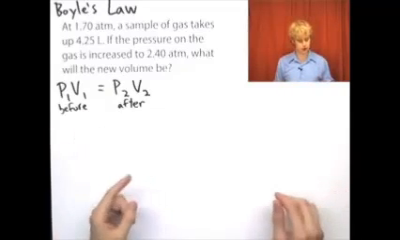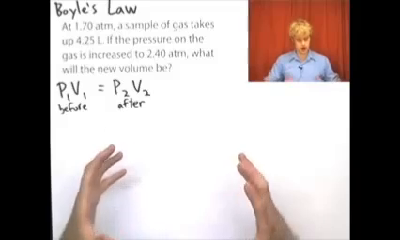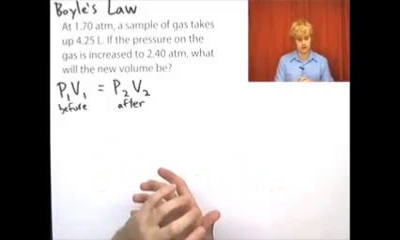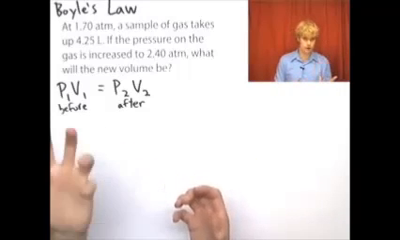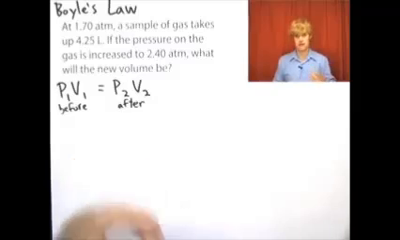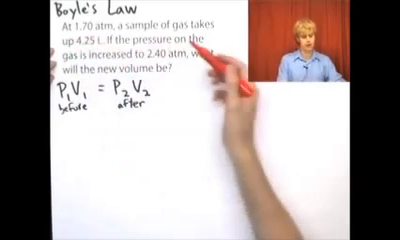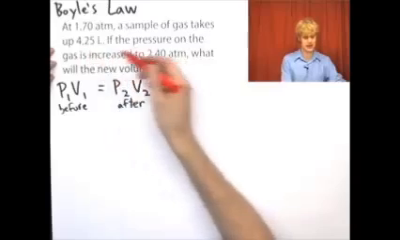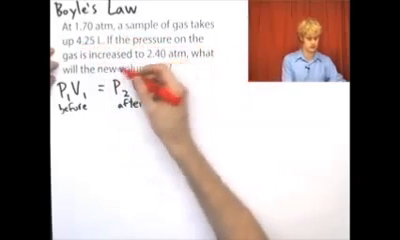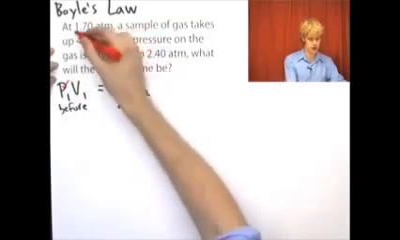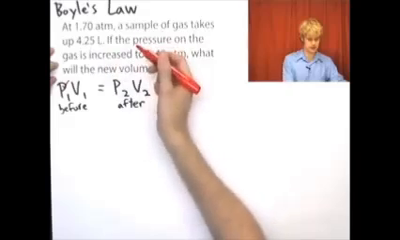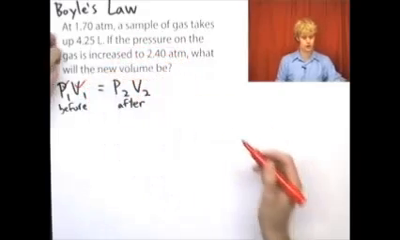So as we said before, there's a change that takes place. We increase the pressure. We now want to look at the before of the gas and the after of the gas, and figure out which of these variables we need to solve for. Okay. At 1.7 atm, a sample of gas takes up 4.25 liters. So we have the before pressure, 1.70 atm, and we have the before volume, 4.25 liters.